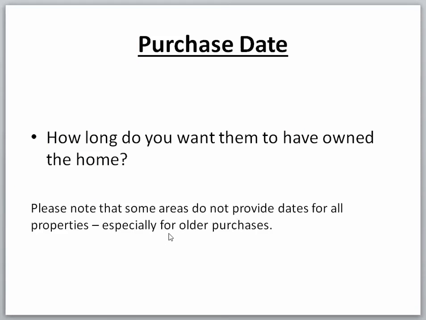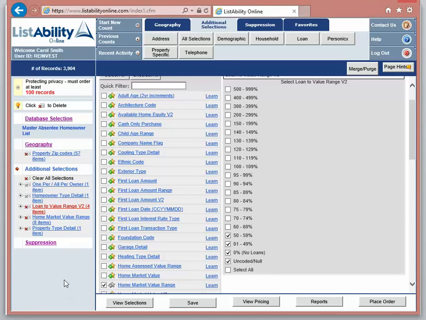Next question we ask is, how long do you want the owners to have owned the home? So working in conjunction with the loan to value, the longer they've owned the home, the more equity they will be having. But also it could be getting people that are just not interested in owning a second home after, say, 10 years. We'll show another way to find the criteria as we go to purchase date.